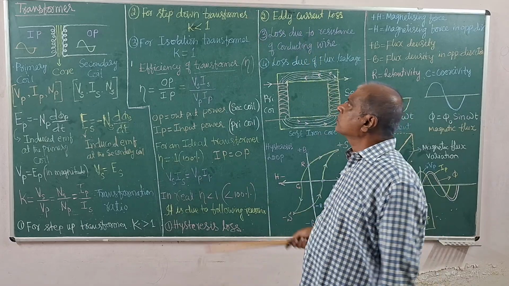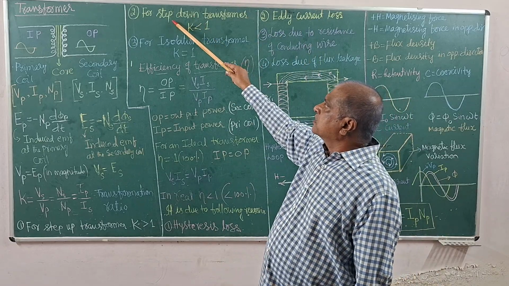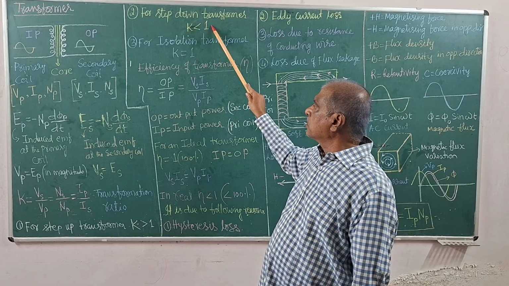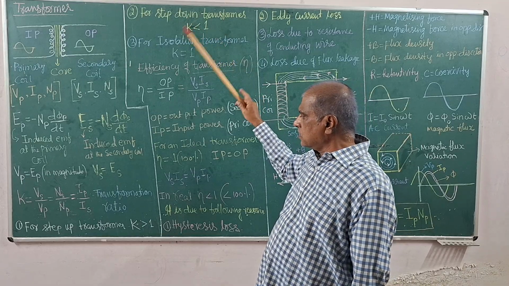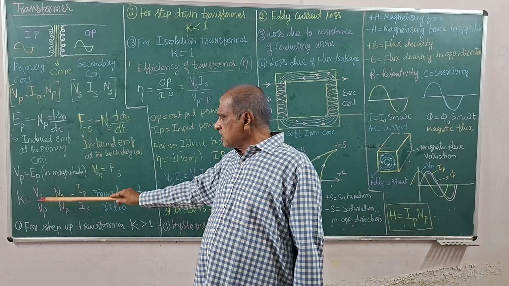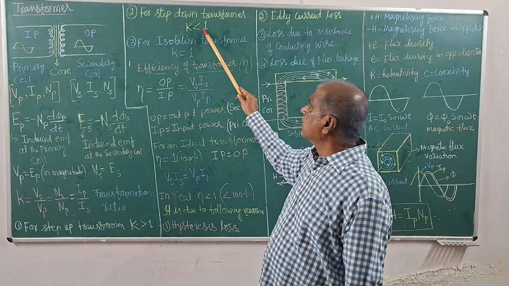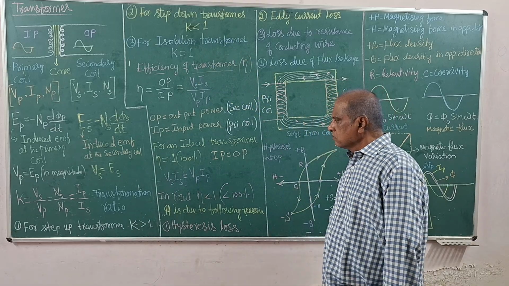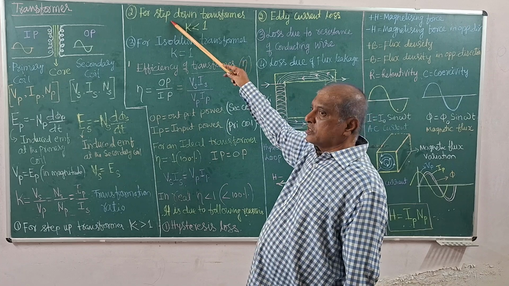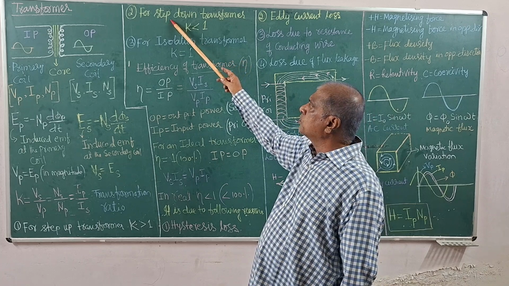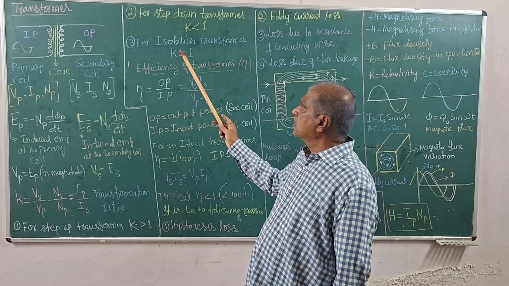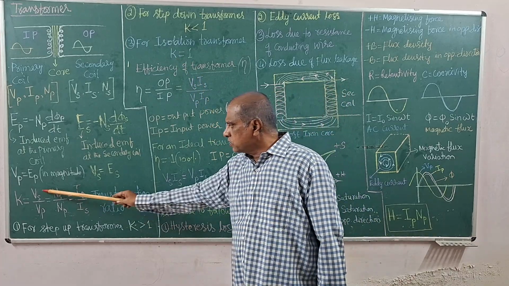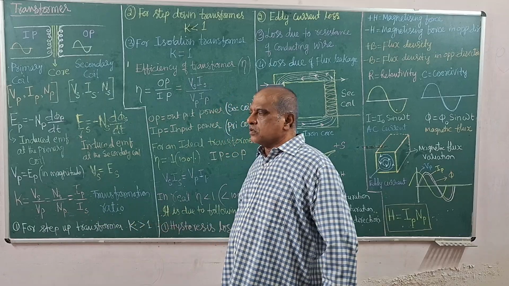For designing a transformer having step-down voltage, the value of K should be less than 1. That is, the secondary quantities are less than the primary ones. This is for a step-down transformer. These are the two important possibilities. There is one more possibility: the value of K equals 1. The ratio is 1, so these are equal. When they are equal, the ratio is 1.